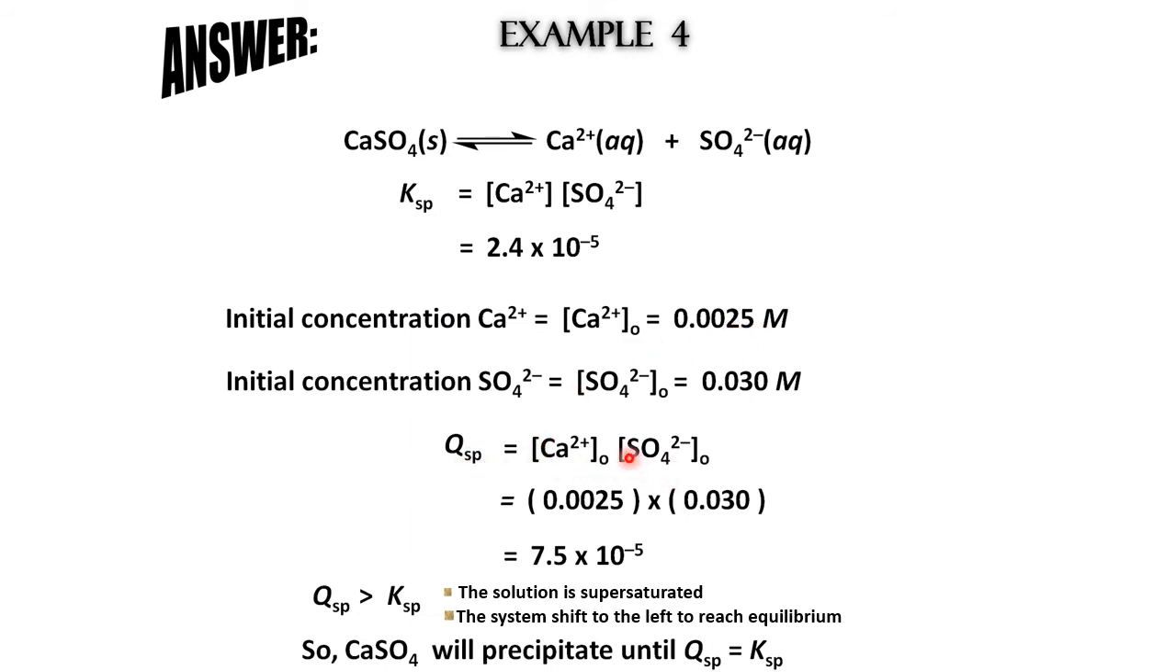Qsp is actually the same form as Ksp. After substituting, we get 7.5 times 10 to the power of negative 5, meaning that Qsp is larger compared to Ksp. So in this case, the solution is supersaturated. So the system will shift to the left to reach equilibrium until Ksp is the same as Qsp.